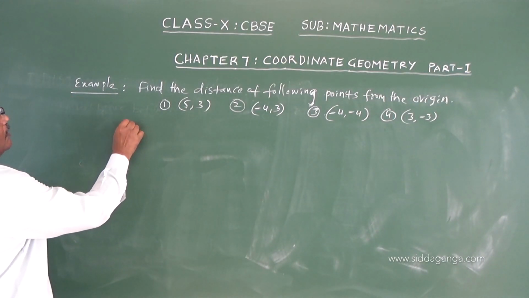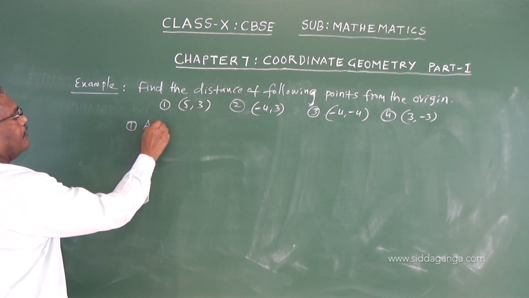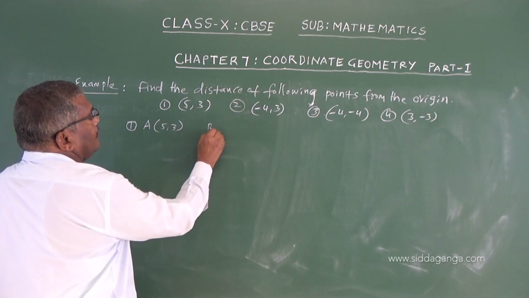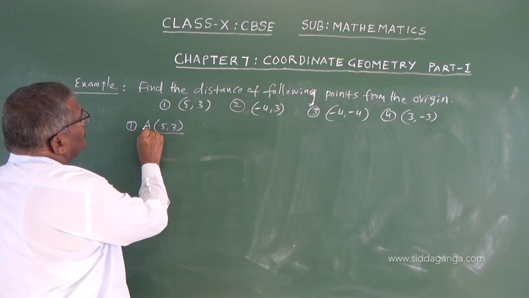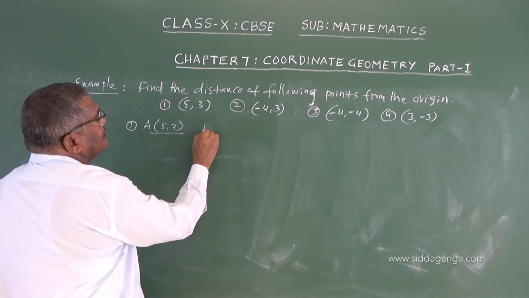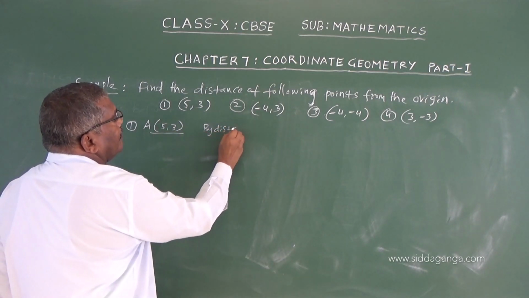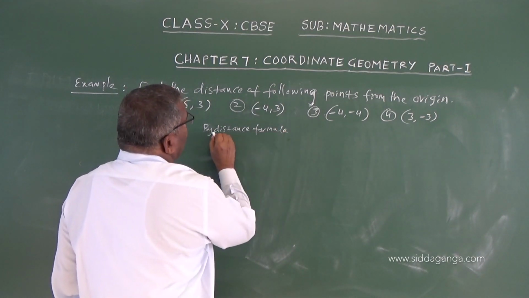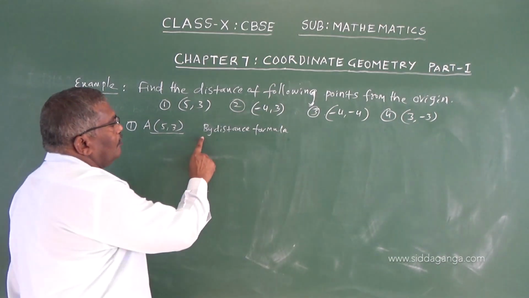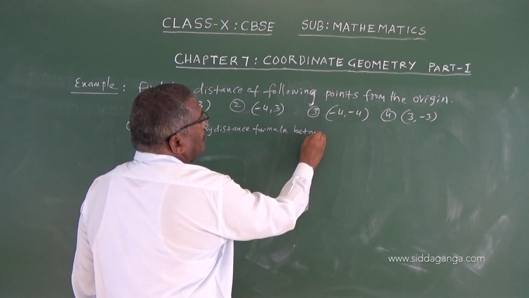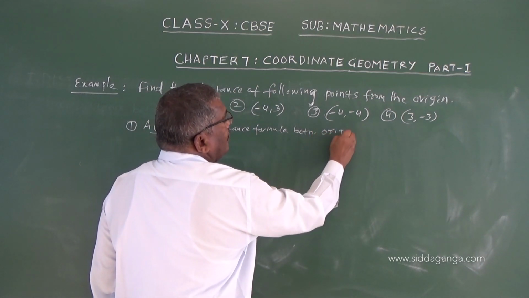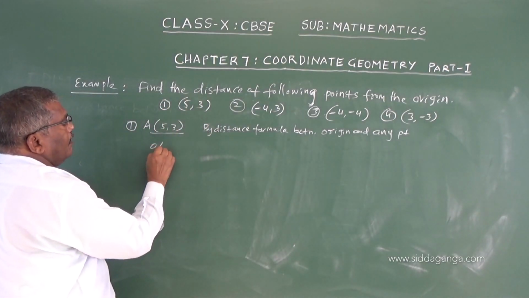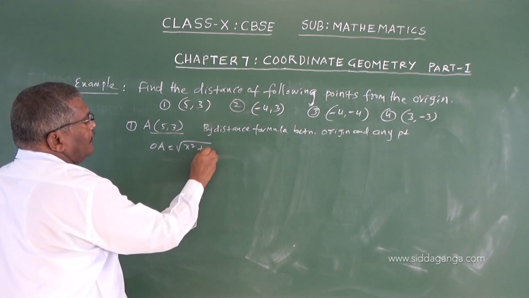Let us take the first one. We can call this point A, (5, 3). Now, by distance formula, what do we have to find? We have to find the distance of this point A from the origin, so we call it OA. The general distance formula is between any two points, but we are talking of the distance formula between the origin and any point. So we have OA equals root of x square plus y square.